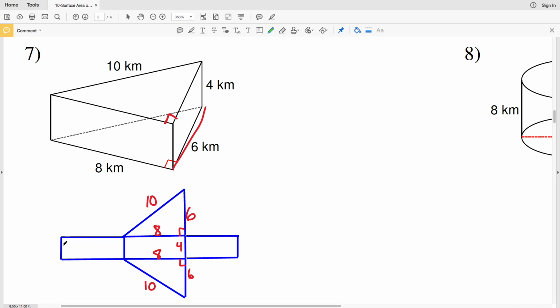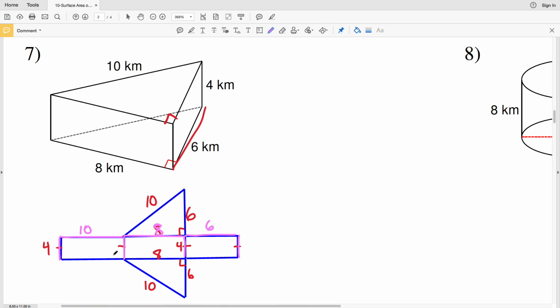The lateral area is the area of the faces that make up the height, excluding the bases. So the shaded region is essentially the lateral area. So let's calculate that first. Well, we know the height is 4, so each of these lengths is 4. And we know that this is 8, this would be 6, and this length would be 10. So we have 10, 8, and 6, and each of these heights is 4.